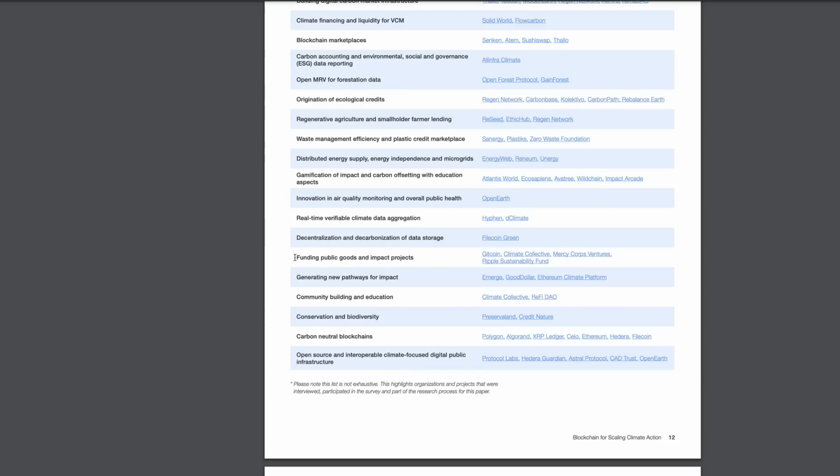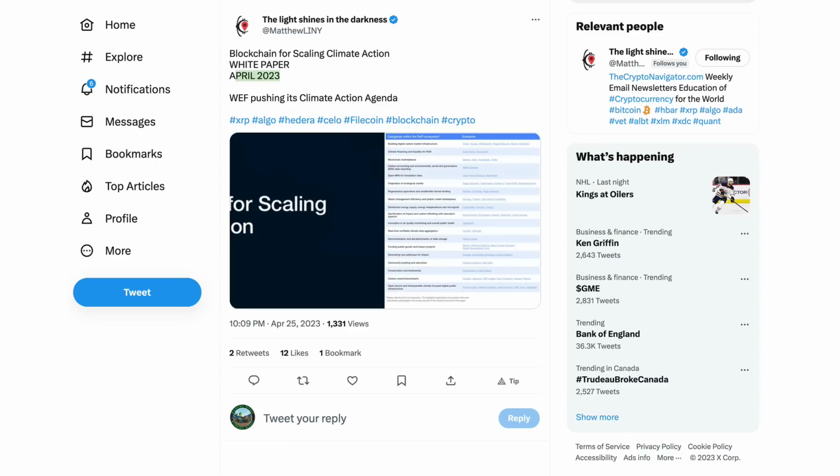So, could be some cryptocurrency projects to be paying attention to. Not to mention this, guys, funding public goods and impact projects. They also mentioned the Ripple Sustainability Fund. So not only are they mentioning the XRP ledger, they're also mentioning Ripple in this document here. So obviously one of those influential organizations, nefarious, yeah, but one of those organizations nevertheless that is going to help implement cryptocurrency technology globally, getting countries, guys, not just at the company level, but so influential that they can influence entire nations. And I'm not saying that's right, but they have the power to do so.